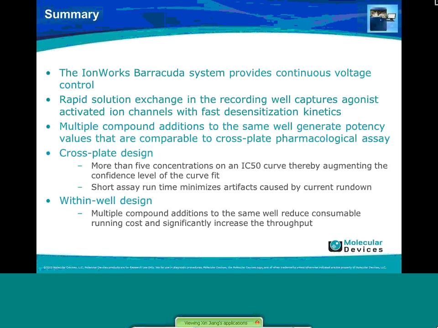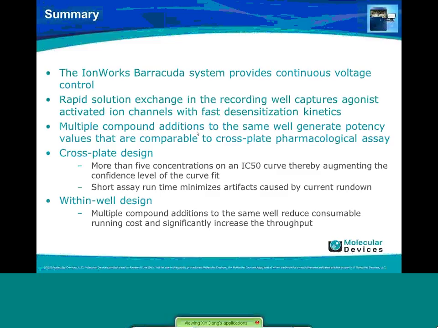We can do very rapid solution exchange in the recording wells to capture the fast desensitizing ligand ion channels, and we can also completely exchange the solutions in the chamber, so we can assure the precise pharmacology by having good control of the compound delivery.